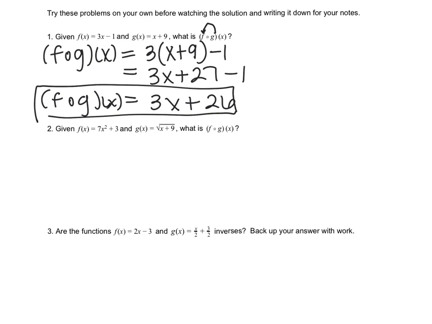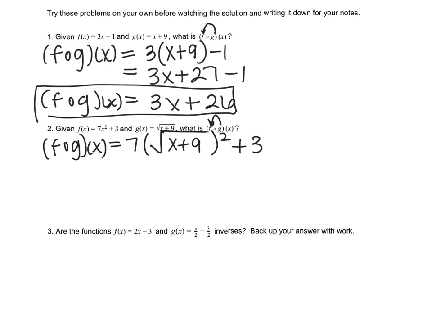Second problem, we're given f of x equals 7x squared plus 3, and g of x equals the square root of x plus 9. We again want to find f of g of x. So again, the second equation is plugging into the first. So f starts off with 7, and then we want to square x. So I'm going to take the square root of x plus 9 and put it in parentheses with a squared on the outside. Then we have our plus 3 still.